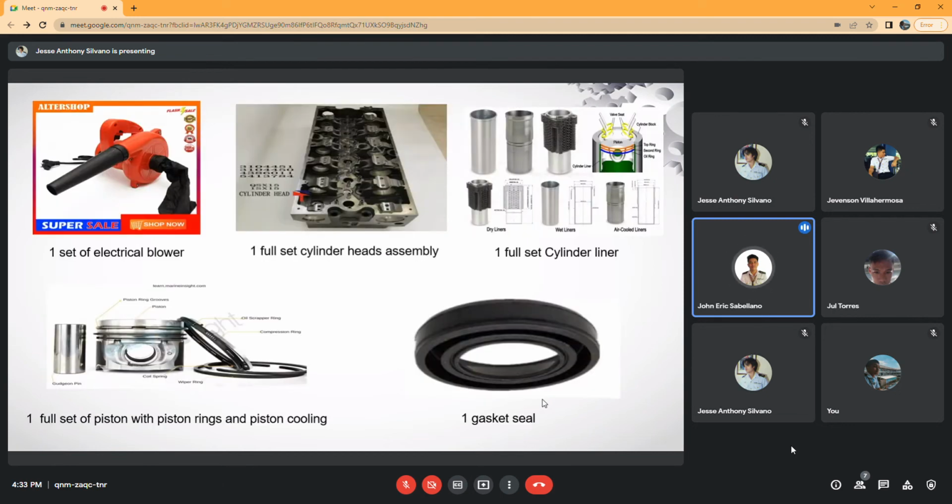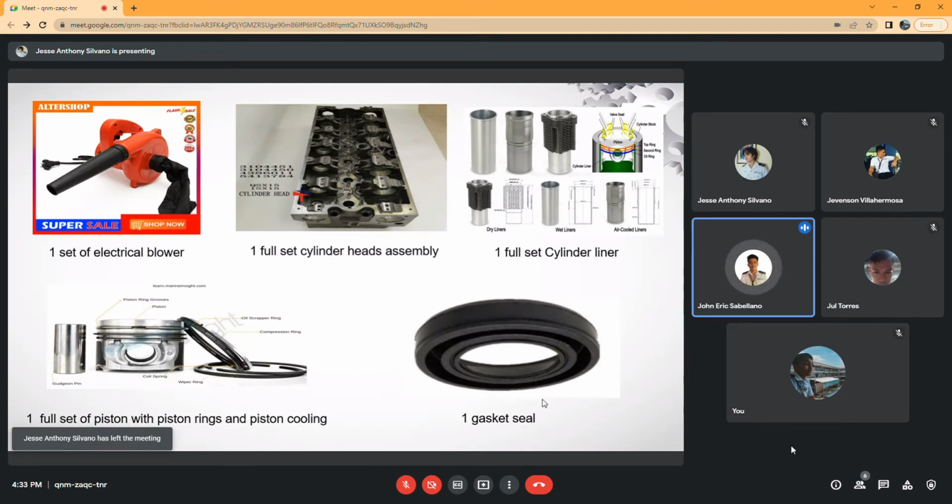So these are the parts of the main engine electrical blower.